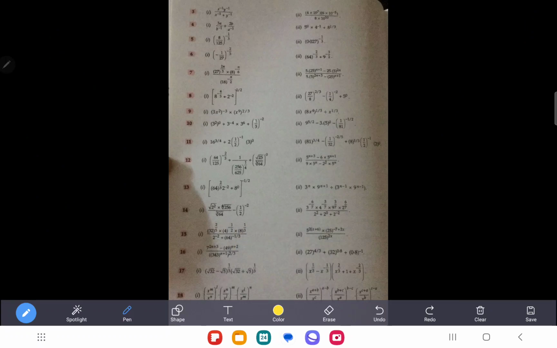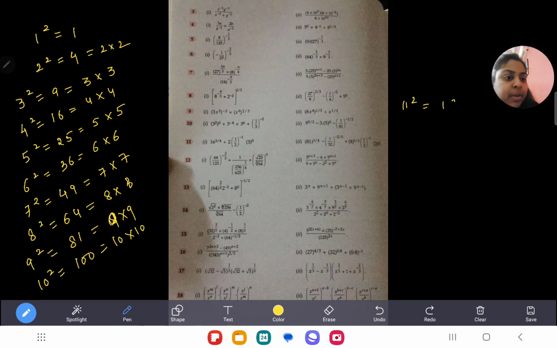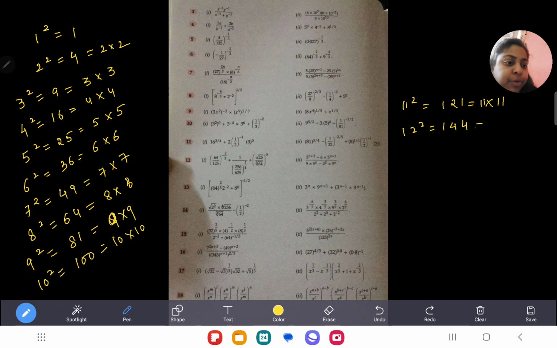Next question that we have is, so we have done the ninth question. On similar lines, if you could solve the 13th. Okay. 11 square is 121. That is 11 times 11. 12 square is 144. You need to remember them by the next class. 13 square would be 169. That would be 13 times 13. 14 square shall be 14 times 14. That shall be 196.